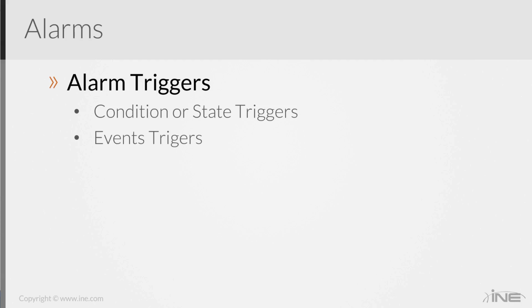The triggers basically fall under two categories. First, we have the condition or state triggers. These monitor the current state or condition of a host, VM, or datastore. An example of a condition or state trigger would be, let's say the host is running low on memory. So we could have a trigger on this to say, okay, a host is using 95% of its memory. And then we would have an action after that. Maybe our action is to shut down the host or power off a VM.